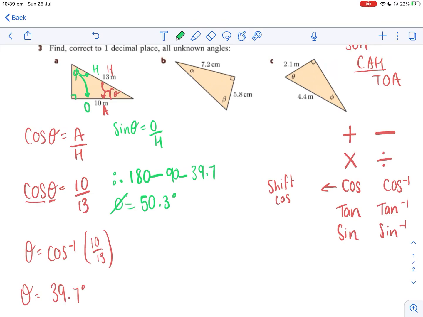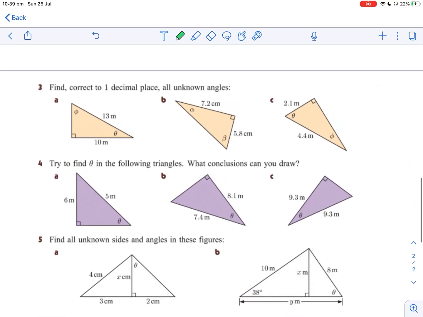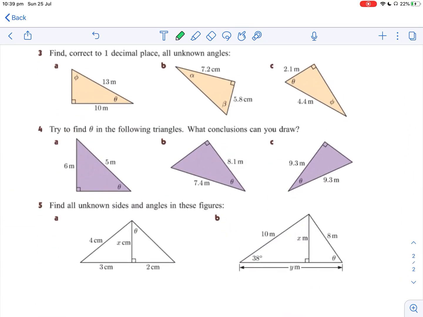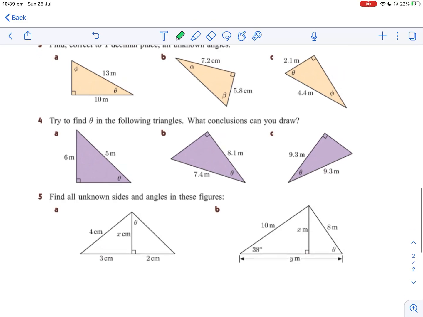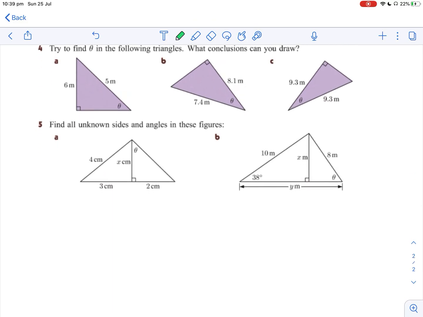Question 3B and C, you would do them the same way. Then I would like you guys to have a go at question 4 and question 5. Now with question 5, remember you're assuming here that these are two right angled triangles. I would use Pythagoras to find x, and then you can use one of your ratios to find theta. And then it will be similar with question B. Let me know if you have any questions, and I'm happy to help. Good luck.